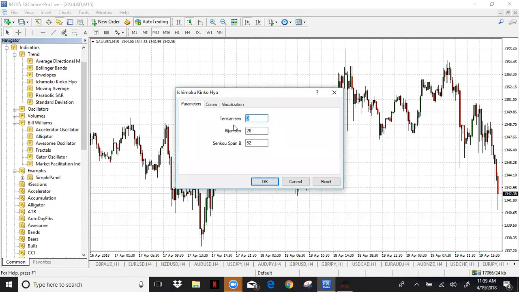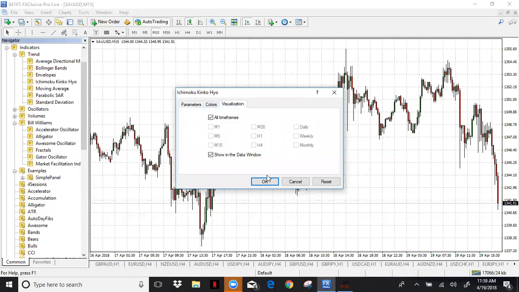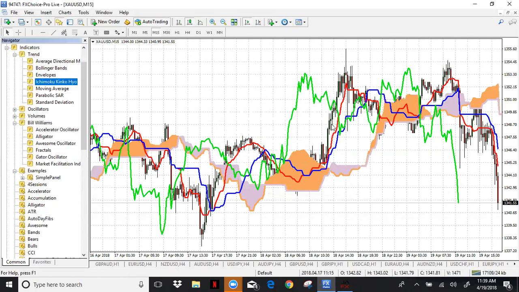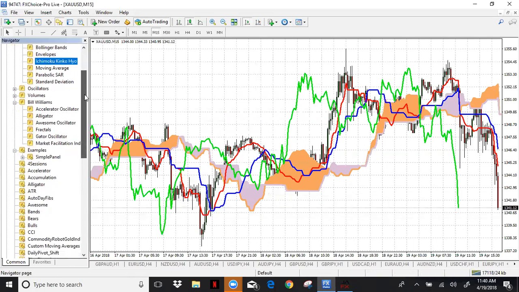So you're going to have your Tenkan Sen line, your Kijun Sen, your Chikou Span. I'm not going to get into the technicalities of what each line is called because I literally just say blue, red, green, and that's it. Leave everything as is and then just hit OK. It's going to look a little funky right now, but that's what I use.